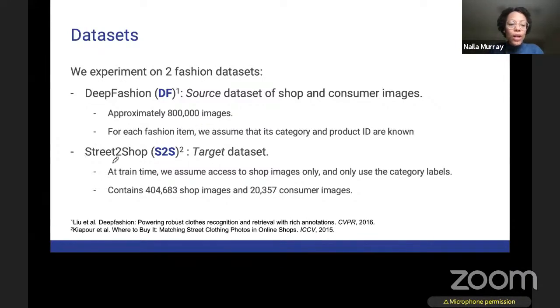We also have as a target data set, a data set called Street to Shop. As you know, in alignment with our scenario, at train time we assume that we have access only to the shop images. Here again, though, we do have the category labels. This is also a fairly large scale data set, with more than 400,000 images.